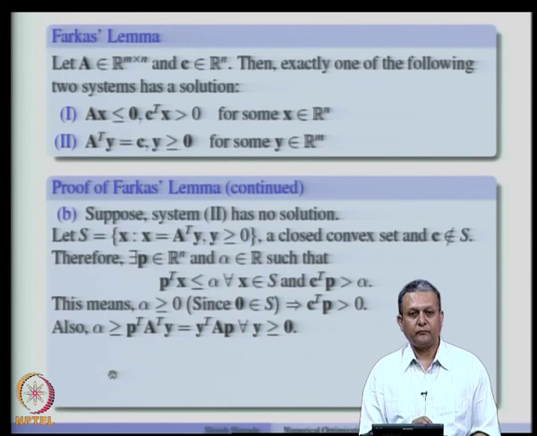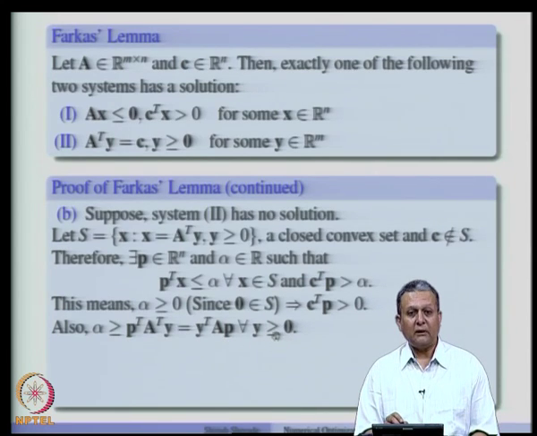Now we will study the relationship between alpha and P transpose A transpose y. Alpha is always greater than or equal to P transpose x, because any x in S can be written as A transpose y. So, alpha is greater than or equal to P transpose A transpose y. Now, reversing the order, we can write this as y transpose AP. This is true for all y greater than or equal to 0. Now, remember that y is greater than or equal to 0. So, we can make y very, very large. It is possible to do that.